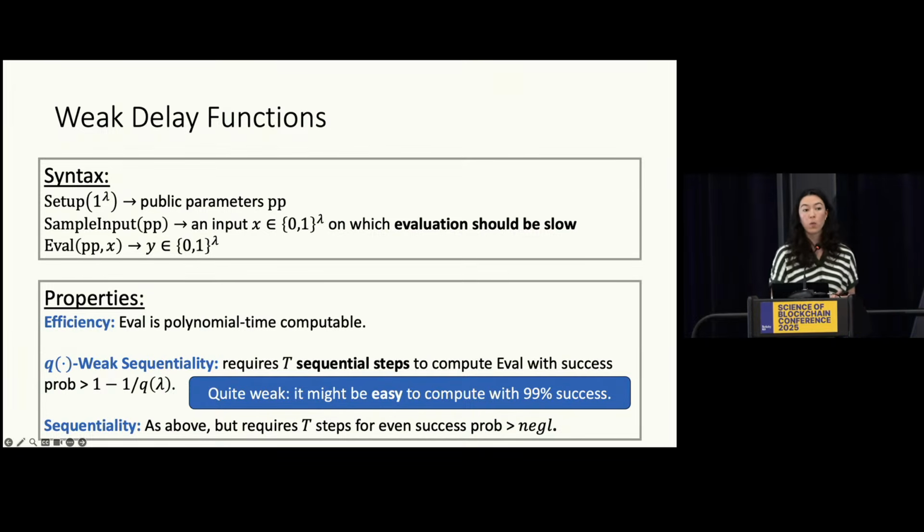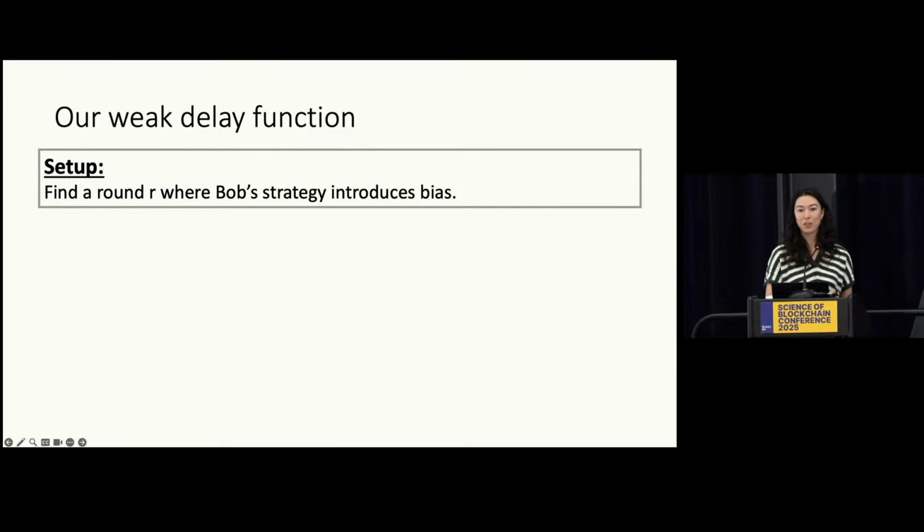Okay, so the way that we build a weak delay function out of Cleve's attack is we need to define these three algorithms, setup, sample input, and eval. And so remember I said that Cleve showed that there exists a round where Bob can execute this aborting strategy and introduce some bias, but it's not clear what round it is. So the setup algorithm simulates Cleve's attack on every possible round and finds a round on which it introduces bias. The public parameter is this round.